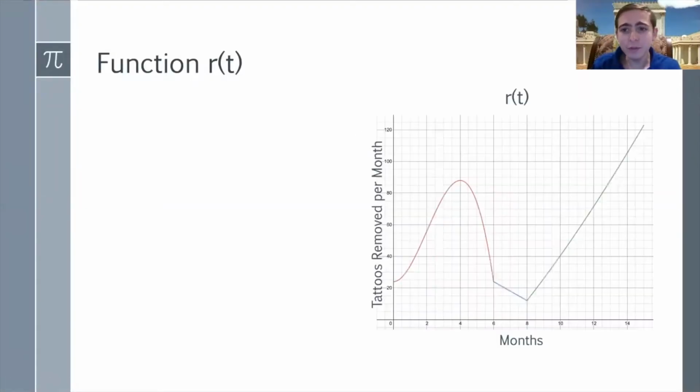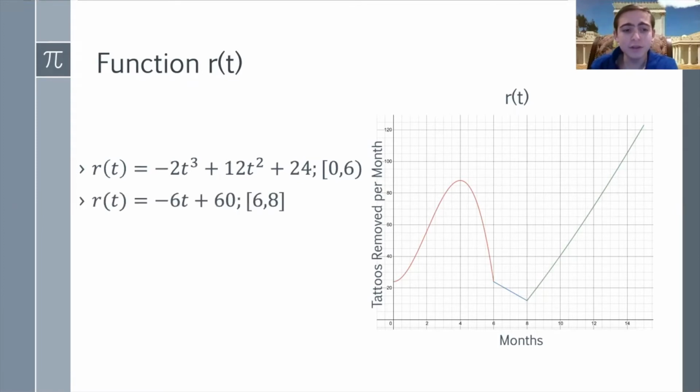All right, just to recap, function R of T, let's look back at our graph. R of T is equal to -2T cubed plus 12T squared plus 24, from 0 inclusive to 6 exclusive. R of T is equal to -6T plus 60, from 6 to 8 all inclusive. And then from 8 exclusive to 15 inclusive, R of T is equal to 3 times (T plus 1) to the 3/2, minus 69.